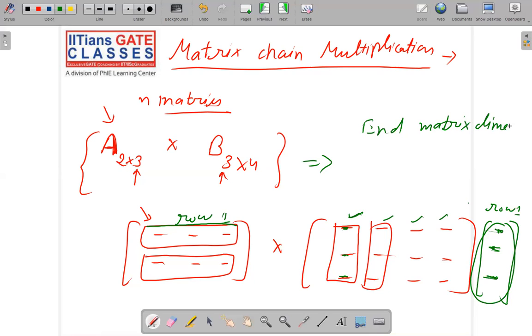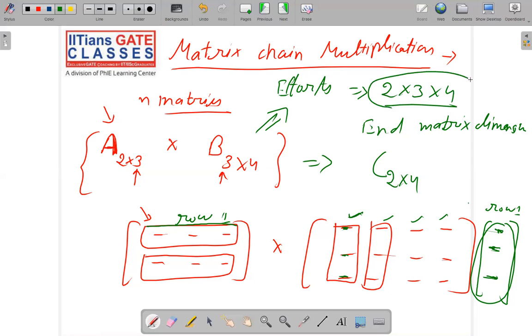And for the resulting matrix dimensions, the end matrix is C, whose dimension will be 2 by 4. And the effort to multiply these can be calculated as 2 by 3 by 4. Okay, so these are the efforts. Why these many efforts? You pick the first row and multiply with every column.